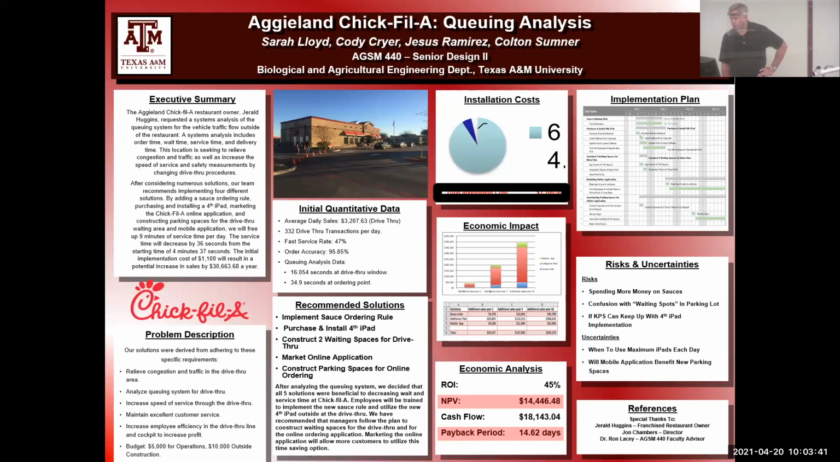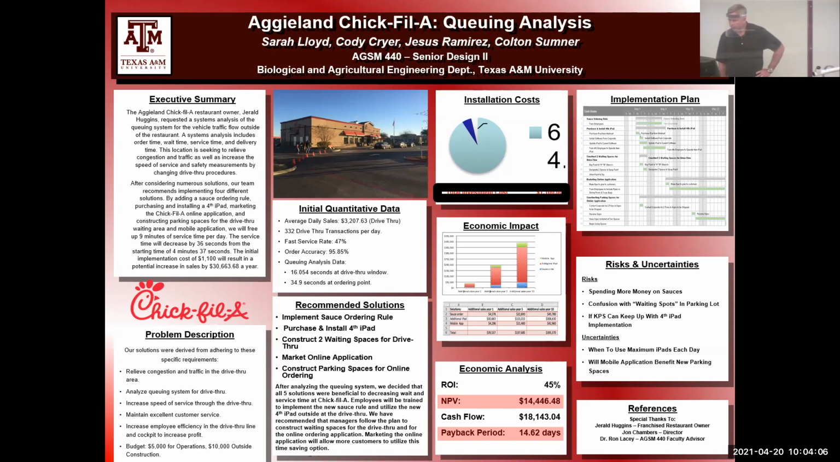This is one from a few years ago where Chick-fil-A had a queuing analysis problem. So you can see there's a lot of graphical information. There's a picture of a Chick-fil-A restaurant. There's a pie chart, a bar chart, a short table, and then look at the economic analysis, how it's just kind of summarized in a table down there at the bottom.